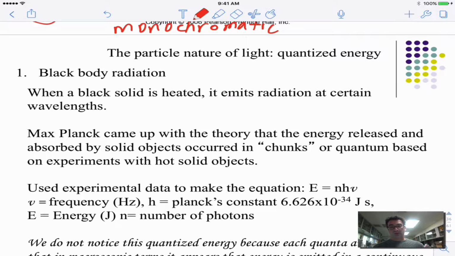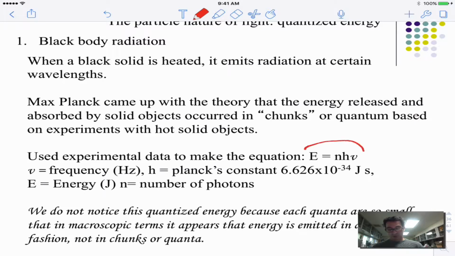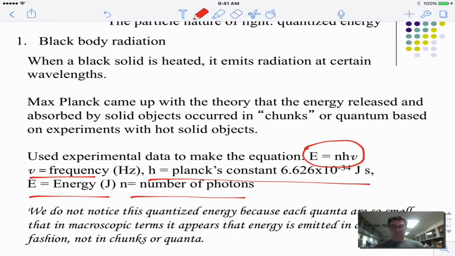And what Max Planck did was he came up with this equation to describe the energy that's being emitted. And he has his equation here. The energy is equal to the number of little packets that he saw, times his constant, which is an experimental constant, times the frequency of the light. And so I outline that down here. Here's the frequency, Planck's constant, which I give you, the energy, and n is the number of photons.